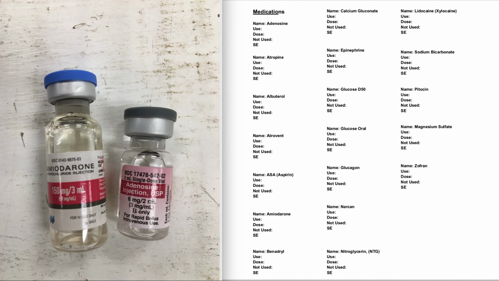The slightly smaller vial here is called adenosine. Adenosine is used for a narrow complex tachycardia called SVT, supraventricular tachycardia. So this is above, it's coming from the atria and is stimulating a faster heart rate than the body can compensate for. And we would use adenosine for supraventricular tachycardia.